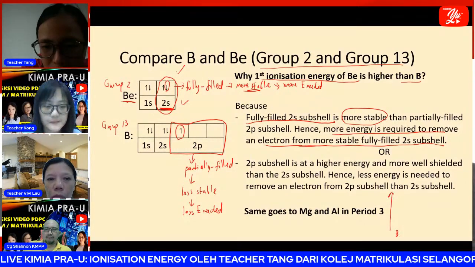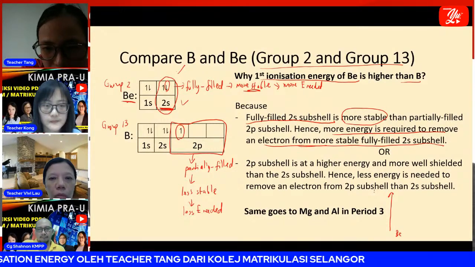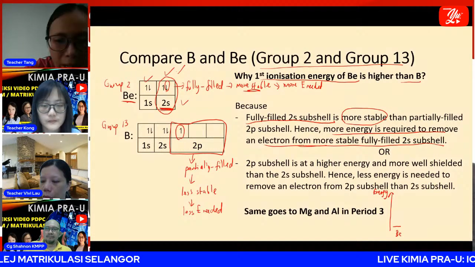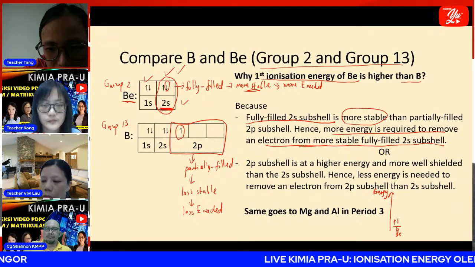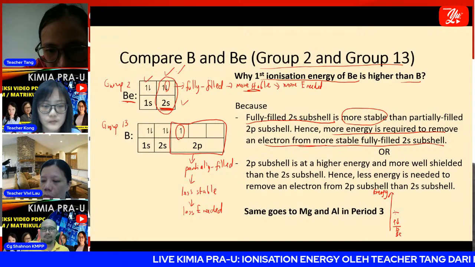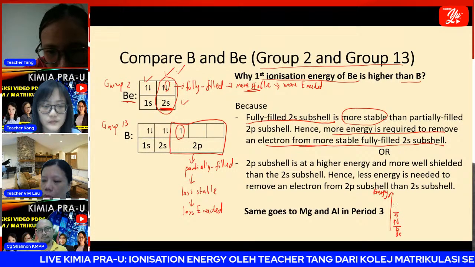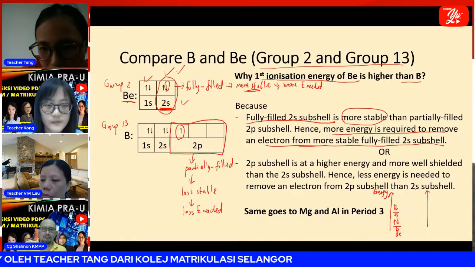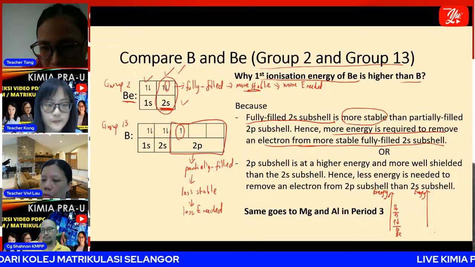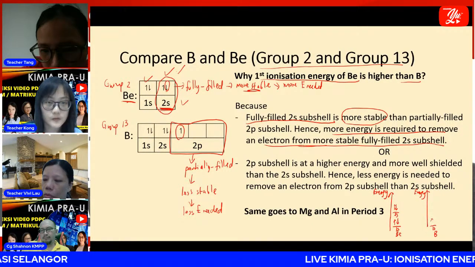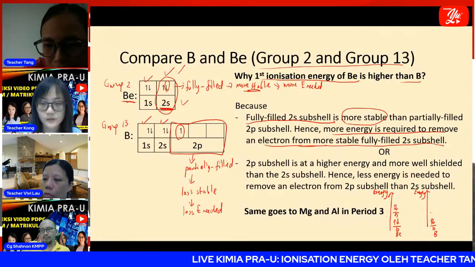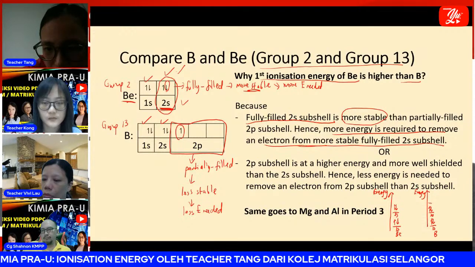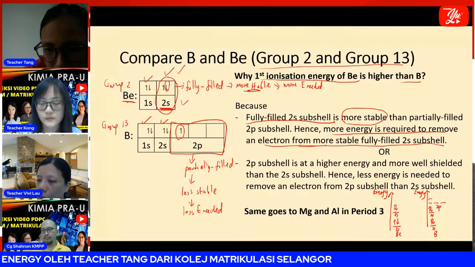So for beryllium, this is the energy level for the subshells. It has the 1s and the 2s subshell that is filled with electrons. While for boron, it has 1s, 2s, and also the 2p subshell that is filled with electron.